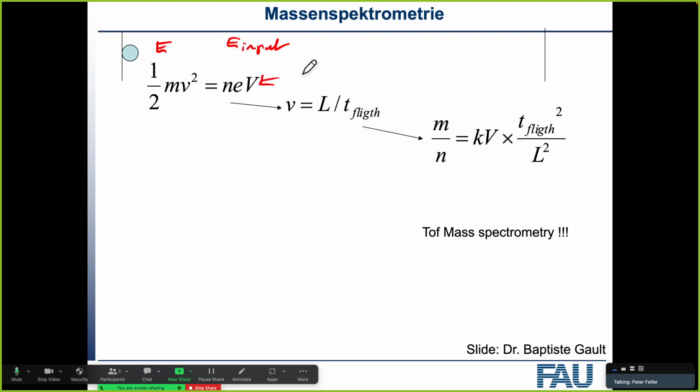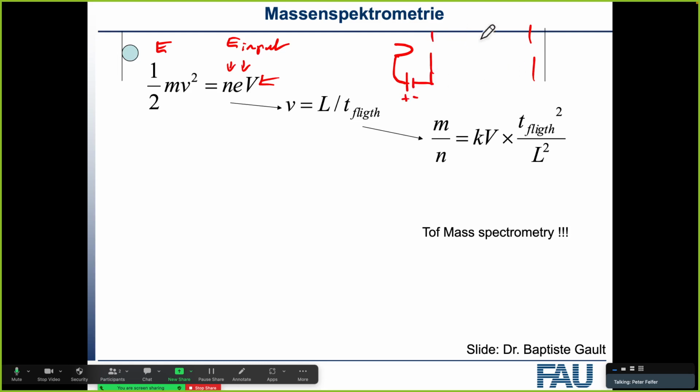So this is the voltage that the specimen is at, the number of charges, and the elementary charge, because this is the amount of energy the ion gains. And typically, here what we assume is that we have a specimen and a field-free drift region, so that essentially the specimen is at a certain positive voltage, and the positive voltage is terminated at a certain point, close to the specimen.